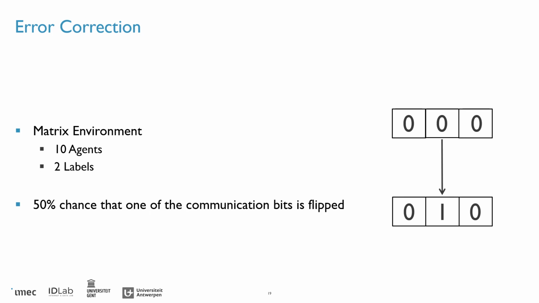In our last experiment, we used the same matrix environment as we used before, this time with 10 agents and 2 labels. The only change is that when agents communicate with each other, there is a 50% chance that one of the communication bits will be flipped. So in this case, the agents have to pick a communication protocol where they can account for these errors and can actually still understand the message.